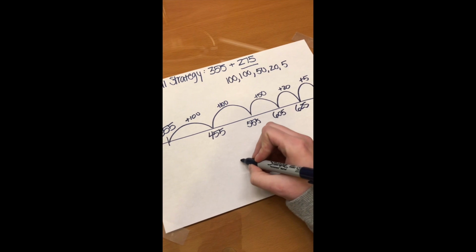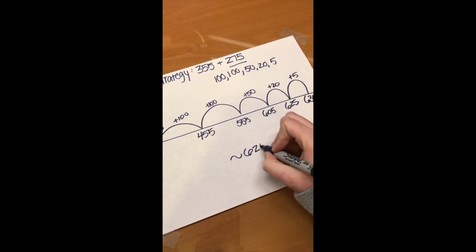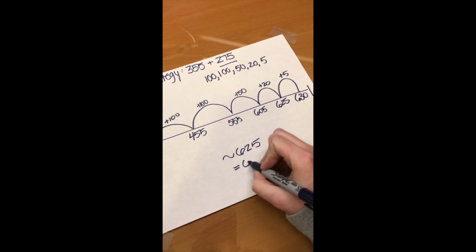So if we remember back, we estimated that our answer was going to be 625, and the true answer is 630.